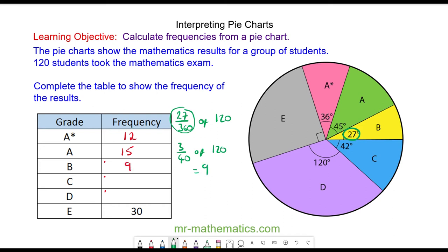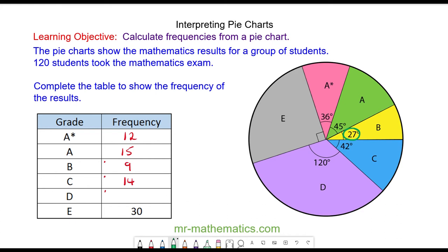For grade C, we have 42 degrees out of 360 of the sample. This fraction simplifies to make 7/60, and 7/60 of 120 is equal to 14.